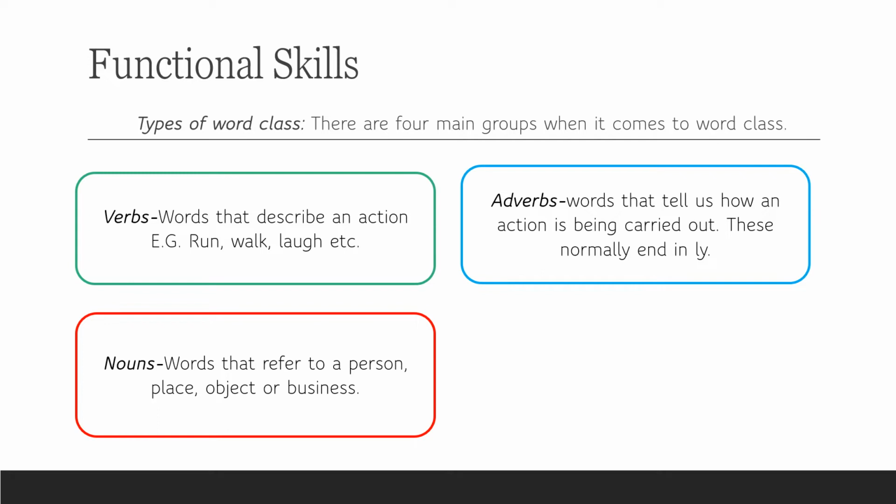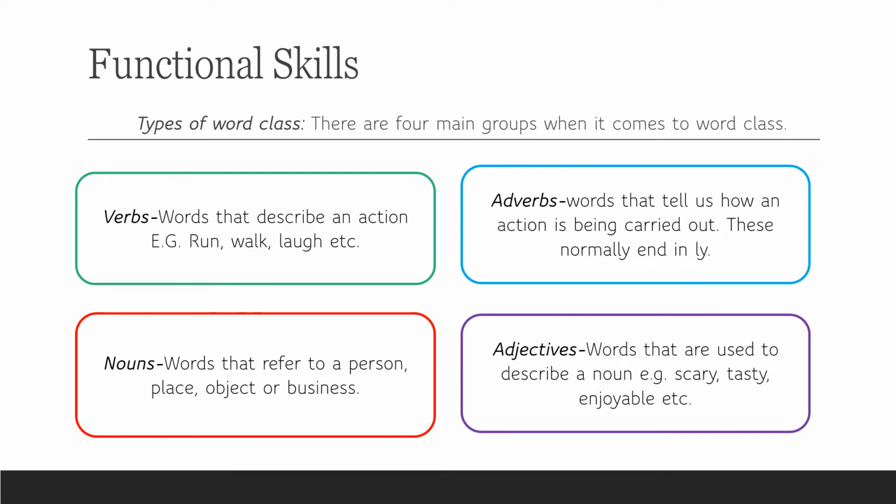So this one can be quite tricky because it does apply to many different things. Nouns are words that refer to a person, a place, object, or a business. For example, Birmingham is a noun, David is a noun, but so are things like Netflix, which is obviously a business, and also table. So nouns do cover a lot of different things. If we want to get really in depth about nouns, there are different types of nouns as well, but we'll save that for another video.